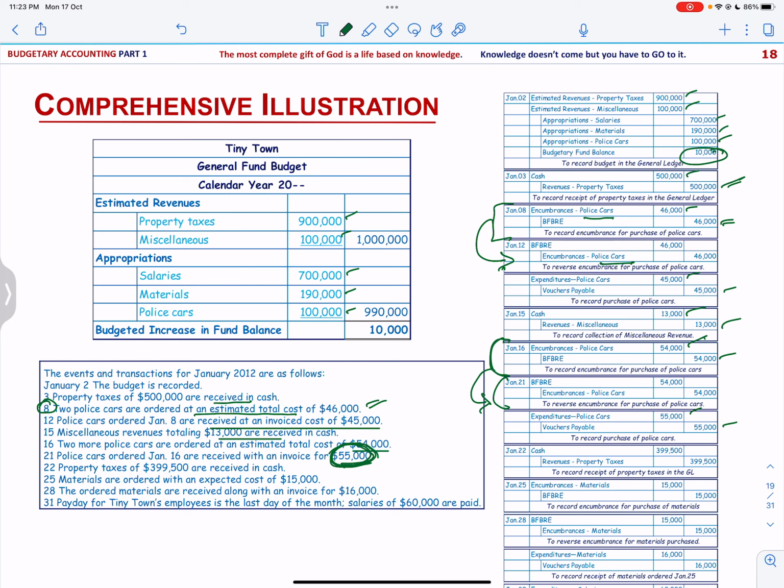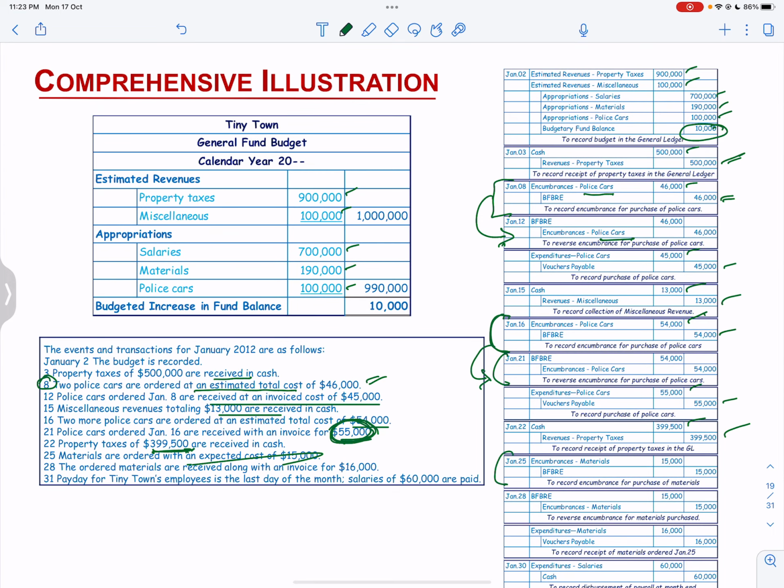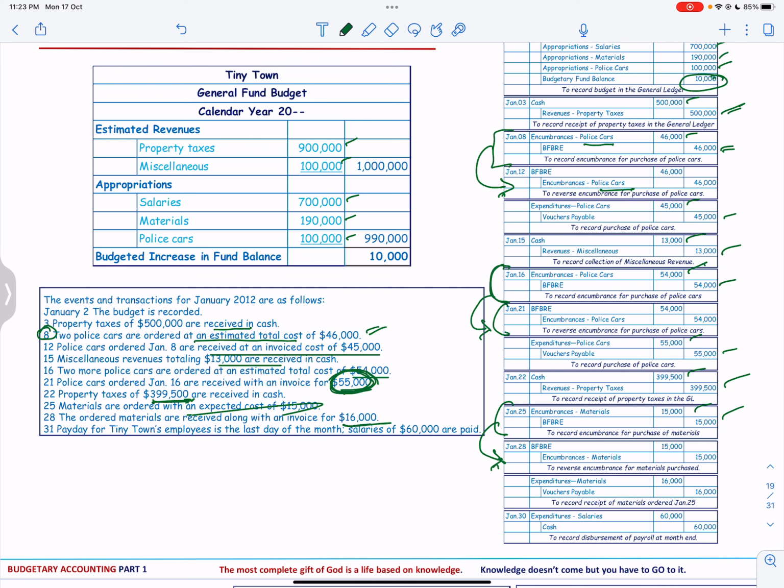Then they receive the property tax of 399,000, so cash is debit and revenue property tax is credit. Next, they are placing an order for 15,000 for material, and when they are placing the order, that means again we go for the encumbrance. Encumbrance is debit and budgetary fund balance reserve for encumbrance is credit by 15,000, and the order is received with an invoice of 16,000. So first of all, the encumbrance will be reversed as we have done before, and then we are going to record the expenditure. So for the receipt of the material, expenditure is debit for 16,000 because we are receiving material for 16,000.